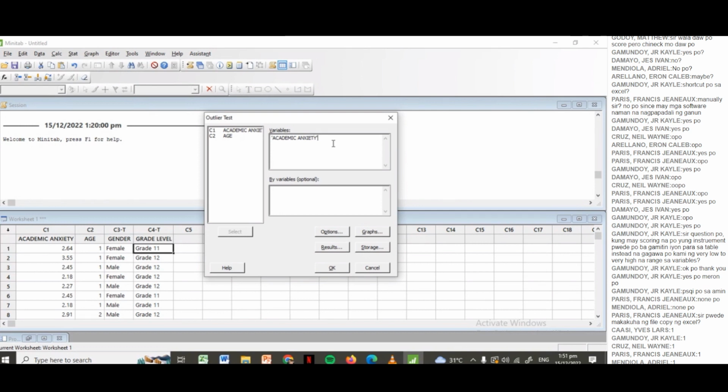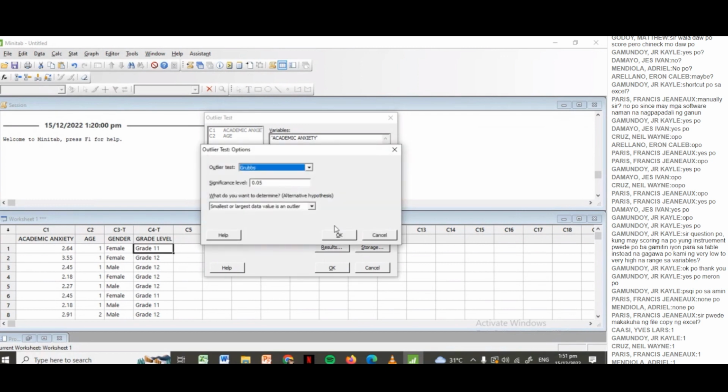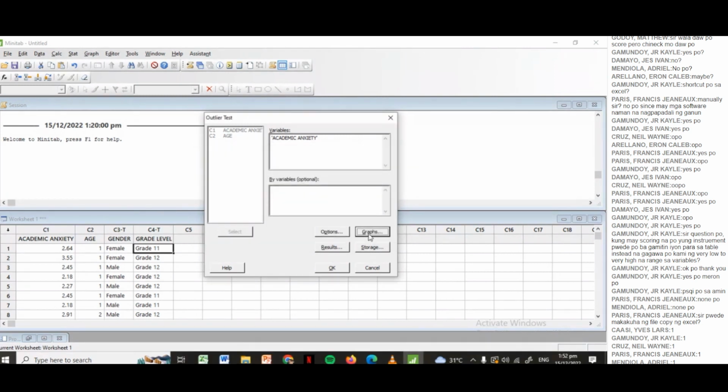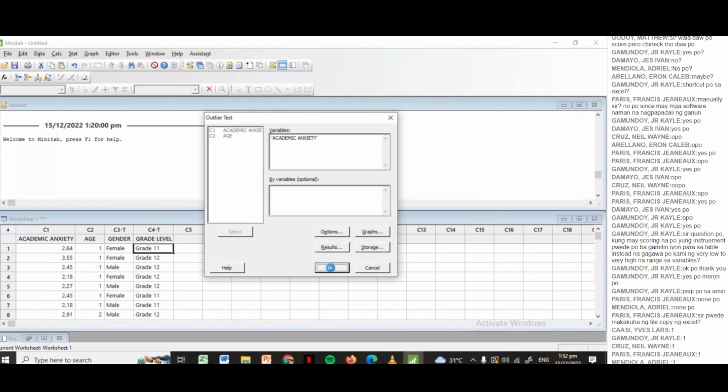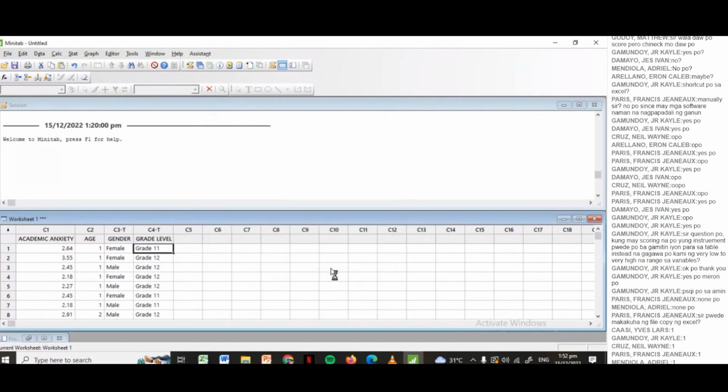So I will be checking the outliers in my construct academic anxiety. I will be using the Grubbs outlier test at 0.05 significance level. And my assumption is the smallest or the largest data is an outlier. The graph that they will be providing here is the outlier plot. The results they will be putting in the method, the test, and the outlier. And I'll be just clicking OK, and then Minitab software will do the work for you.